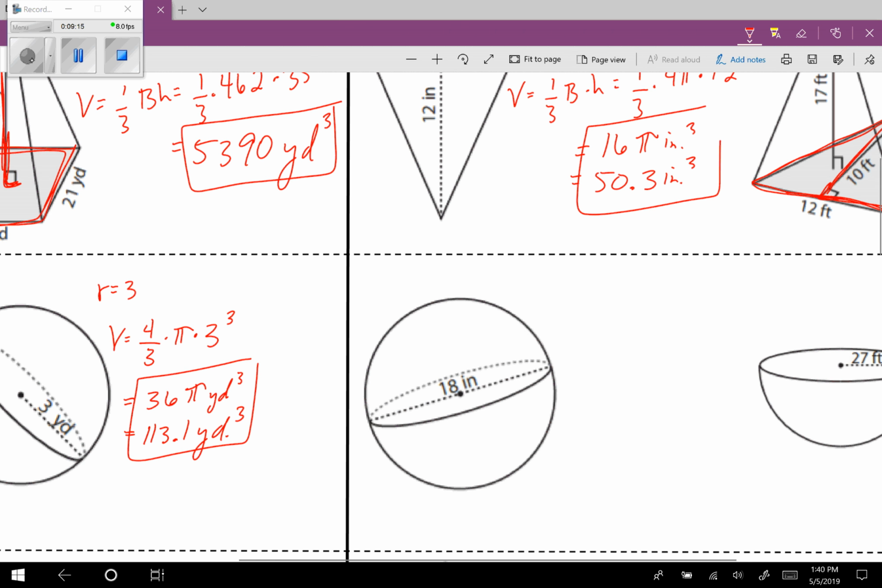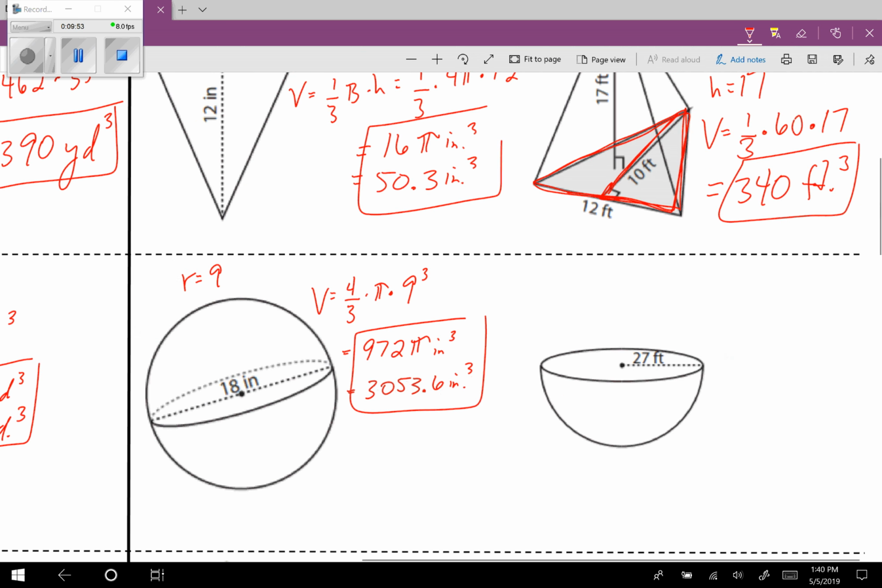Okay, and this one here, this 18, that's our diameter, so our radius is 9. So the volume is 4/3 times pi times r, so 9 cubed. Again, do 9 cubed times 4/3, and you'll get 972. You have to put the pi. That's inches cubed. And then do 972 times pi, and you get 3,053.6 inches cubed.